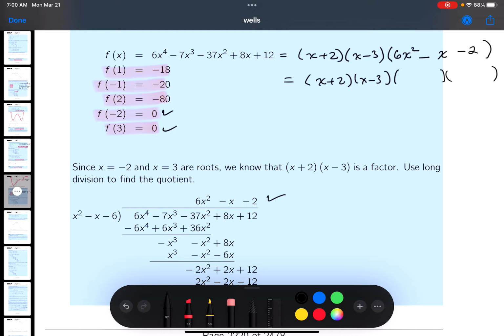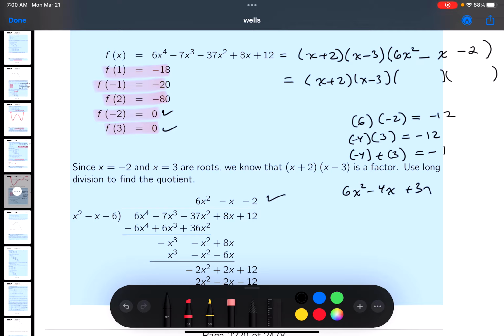Let's try the AC rule again. 6 times minus 2, we haven't done this in a while, is minus 12. I need to find 2 numbers that give me a product of minus 12, but when those 2 numbers are added together, they give me a sum of minus 1. Well, it's pretty easy. I'm going to say minus 4 and 3. All right, let's rewrite it. 6x squared minus 4x plus 3x minus 2. I'm going to factor by grouping.